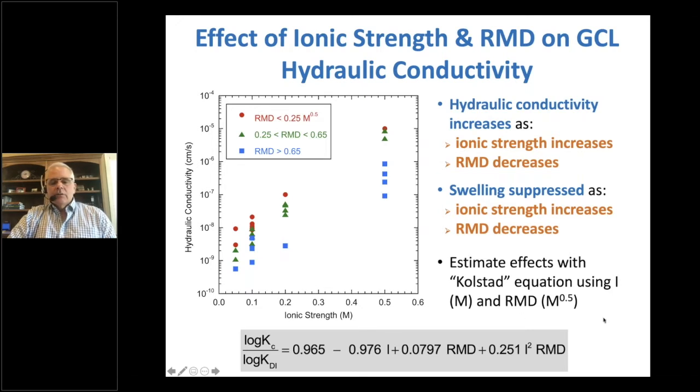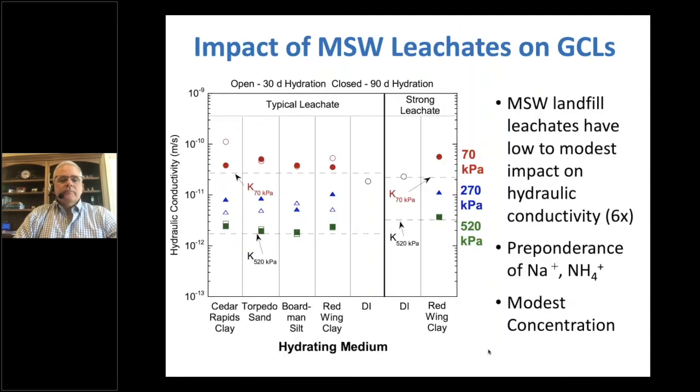Now, how can you get a handle on that? Well, one thing that Dale did with his work is develop an equation that allows us, if we know the hydraulic conductivity to DI water, which is typically about 2 × 10⁻⁹ centimeters per second for most GCLs, to calculate what the hydraulic conductivity to a chemical solution would be if we know the ionic strength and the RMD. Easy variables to compute from the chemistry. So we can estimate it.